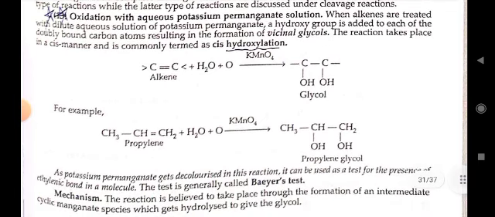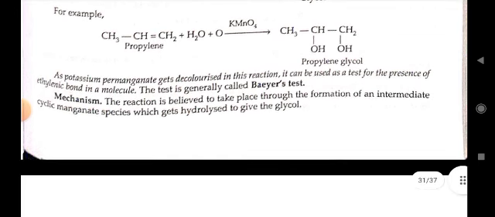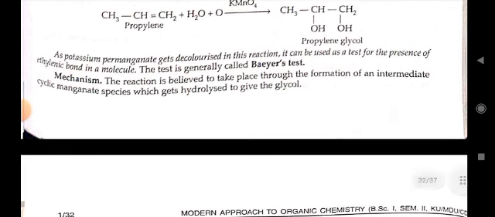Alkene plus water plus oxygen in the presence of KMnO4 gives glycol. For example, propylene plus H2O plus oxygen in the presence of KMnO4 gives propylene glycol. As potassium permanganate gets decolorized in this reaction, it can be used as a test for the presence of an ethylenic bond in a molecule. The test is generally called Baeyer's test.